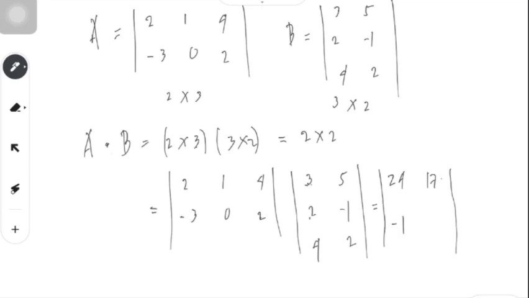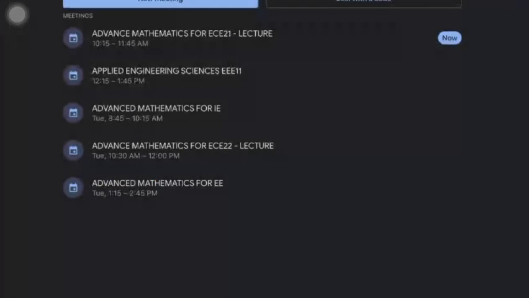What next? What is the result? Negative 3 by 5 plus 0 times negative 1 plus 2 times 2. Negative 11, sir. Negative 11. Okay. So, we have a 2 by 2 matrix.